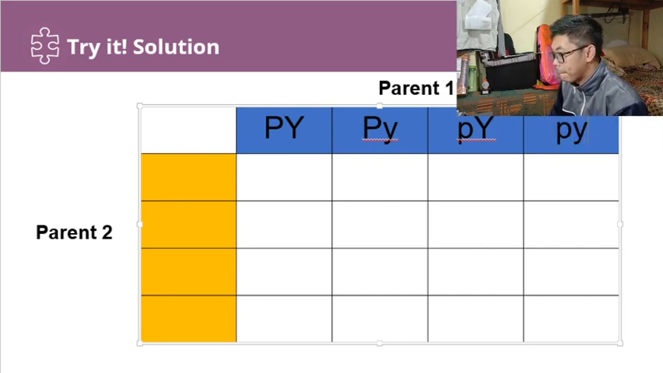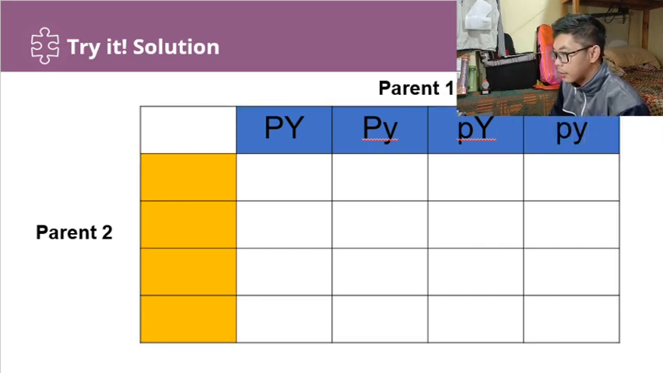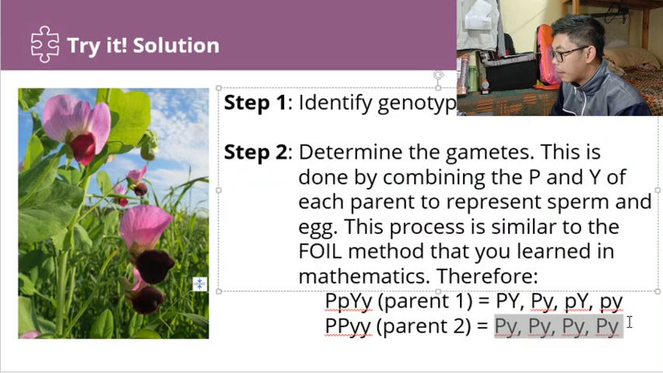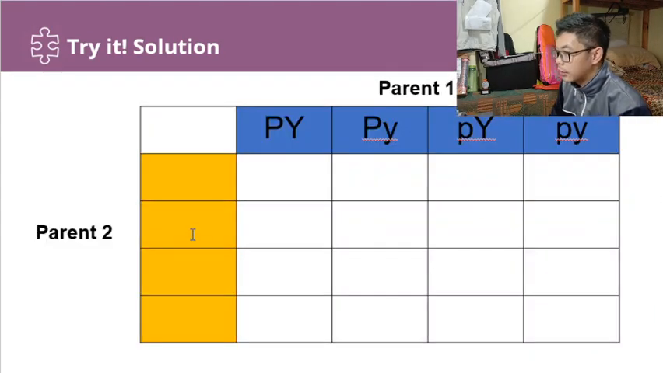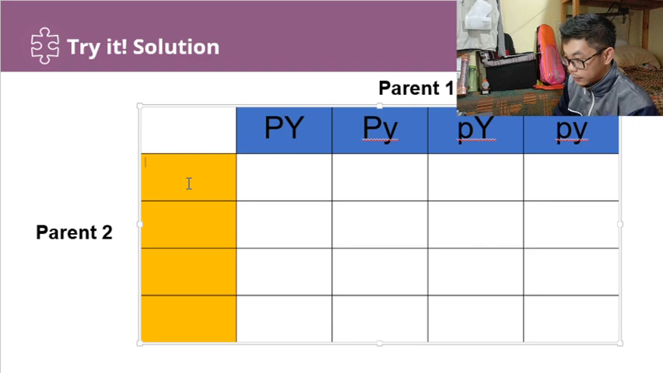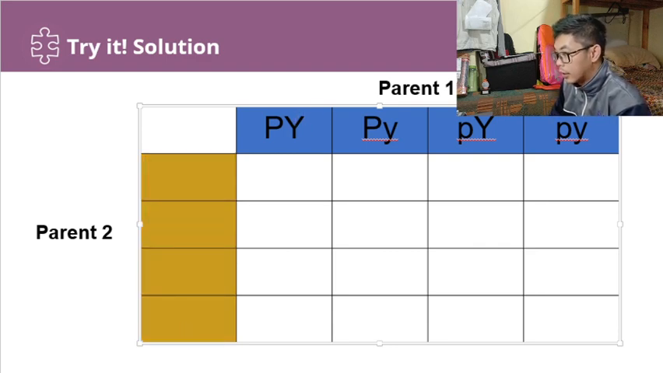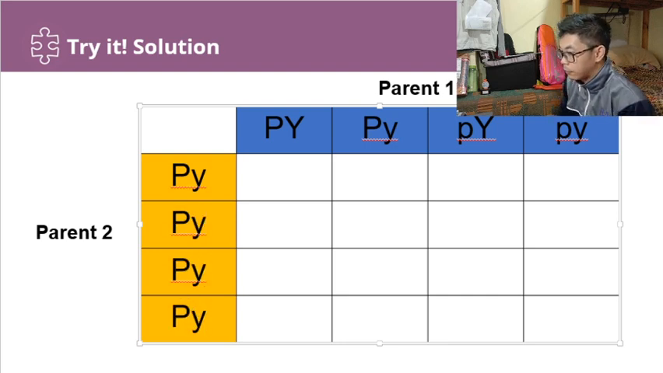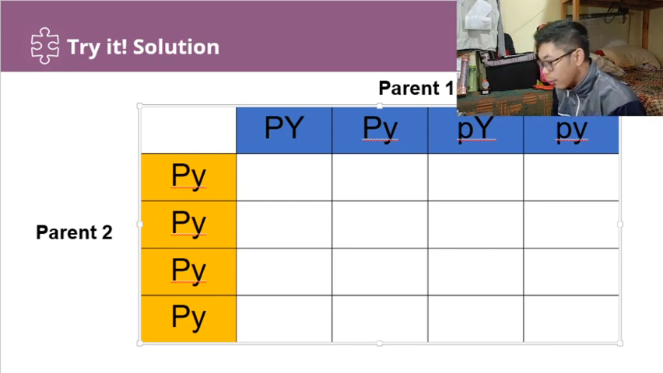Yan. Tapos, the same din gagawin natin. Sa second parent, itong resulta na ito nandito, which is a capital P small y, lahat naman yung apat na yon, isulat natin dito sa yellow part. So, yung size nito, 44. Alright, tapos, gawin natin 44 to. Alright, so we have a capital P small y, capital P small y, capital P small y, capital P small y.